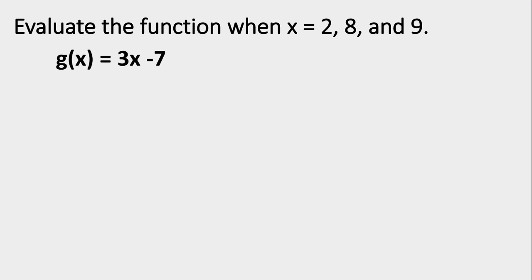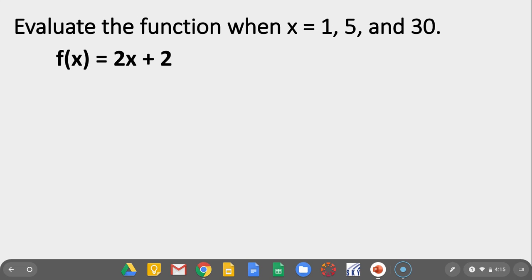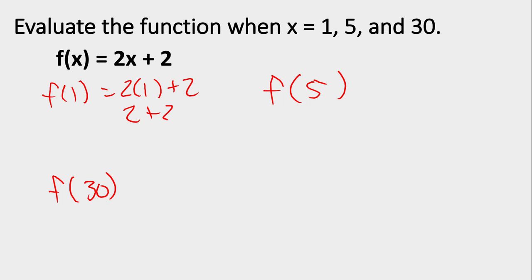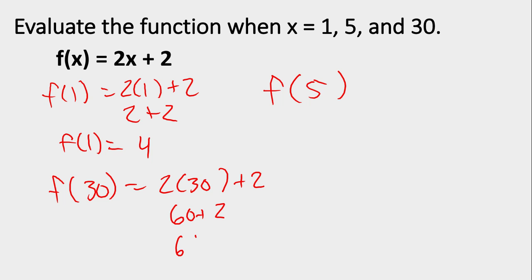All right. 3 more. Find f of 1, f of 5, f of 30. 2 times 1 plus 2. 2 plus 2 is 4. f of 1 equals 4. 2 times 30 plus 2. 60 plus 2 is 62. f of 30 is 62.